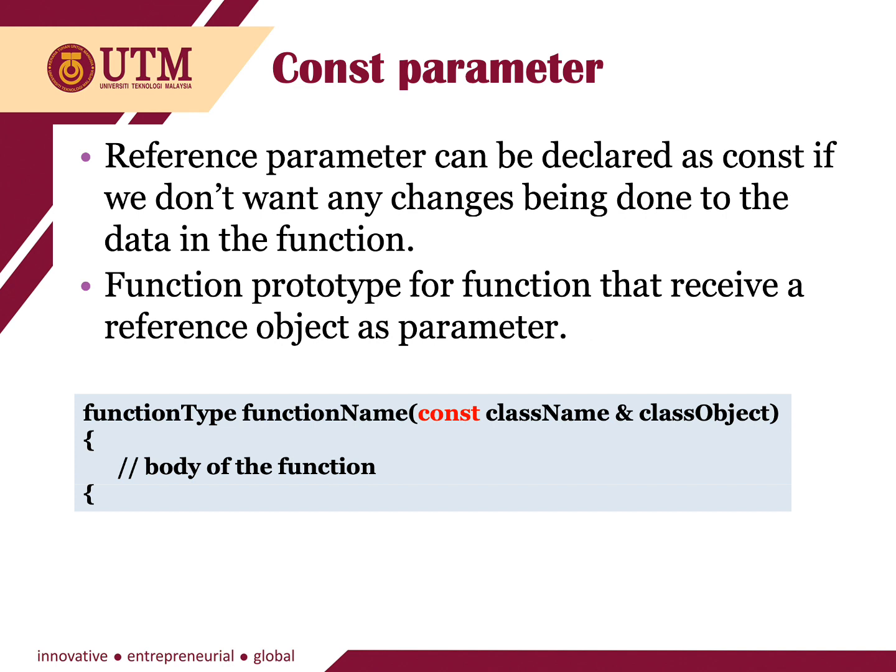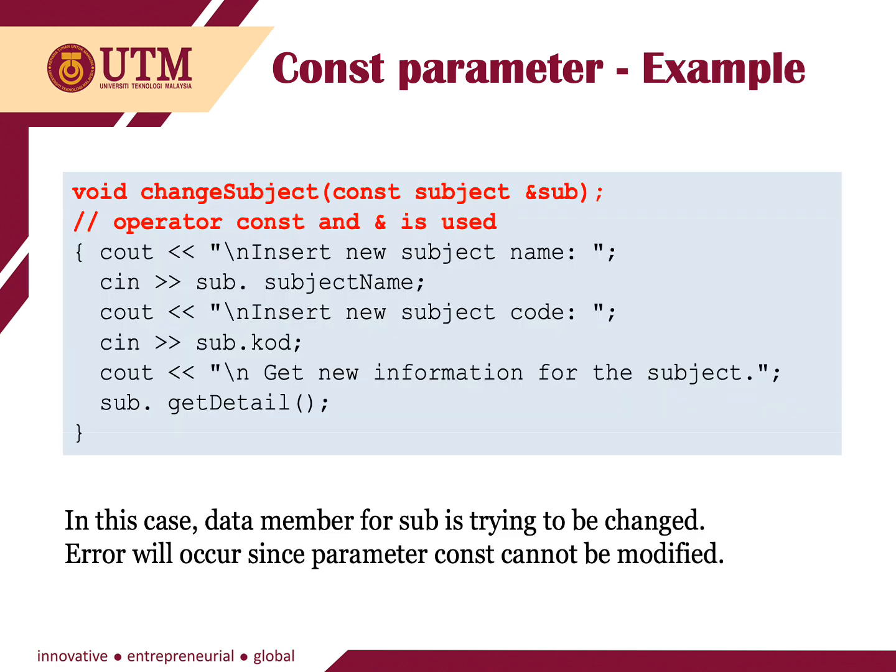Okay, the last one is the constant parameter. A reference parameter can be declared as constant if we don't want any changes being done to the data in the functions, right? So you must include const here. So the function prototype for a function that receives a reference object as parameter. So this is how we apply the constant parameter.